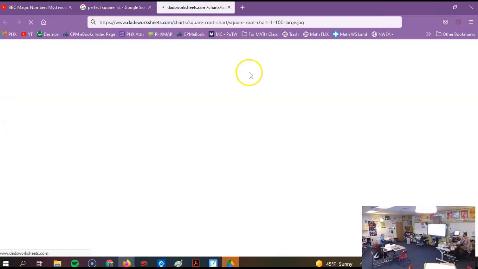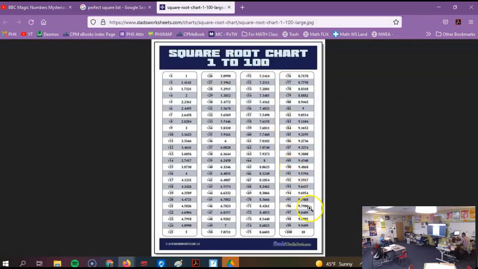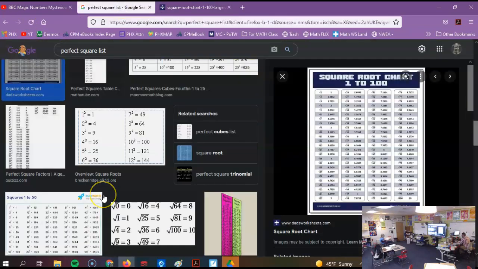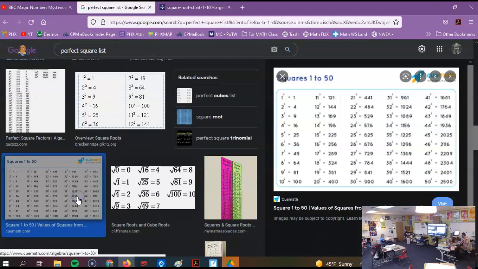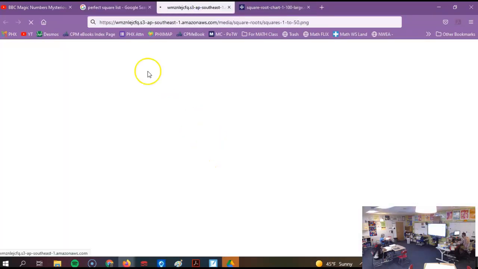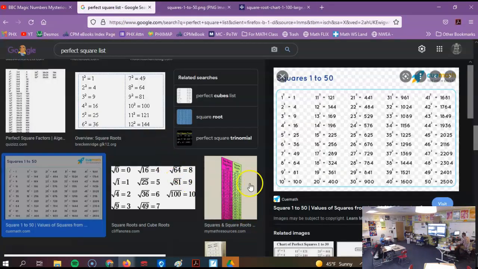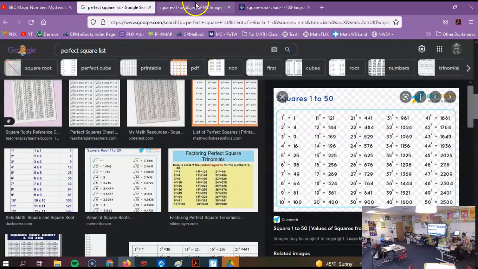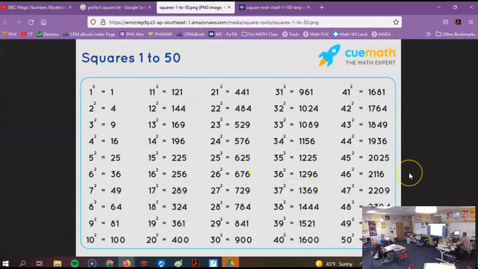Did you hear it? Those are perfect squares. That is not a perfect square. That's a square root chart. Wait, the purple and green one. Ooh, here we go. Squares 1 to 50. But it's purple and green. Did it have a lot? Okay, that's taken at a perspective. I'm not looking at that. Okay.